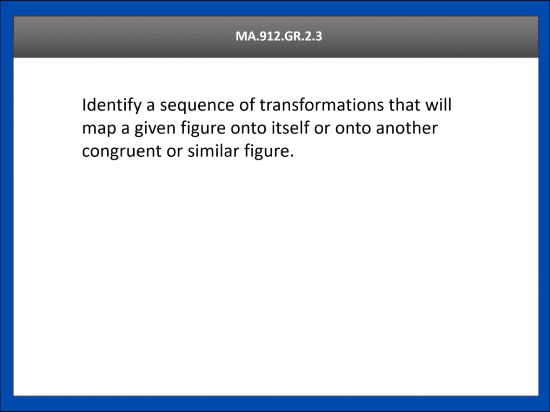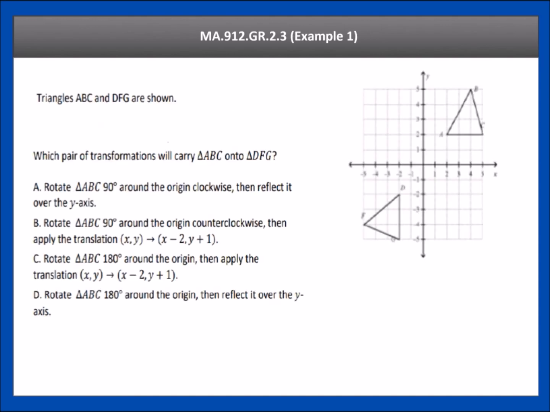All right, so looking at the next benchmark topic, identify a sequence of transformations that will map a given figure onto itself or onto another congruent or similar figure. If I look at this question here, it says triangles ABC and DFG are shown. Which pair of transformations will carry ABC onto DFG? So a sequence of transformations is when you have multiple transformations going on, one after the other. So in this case, what two transformations will make this work? We want to go from this to that.